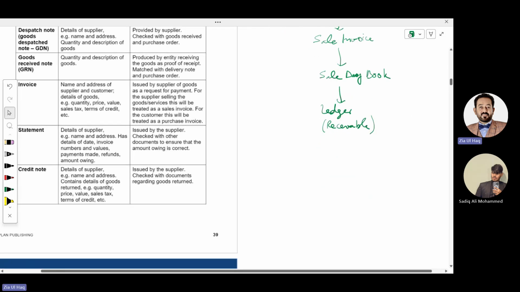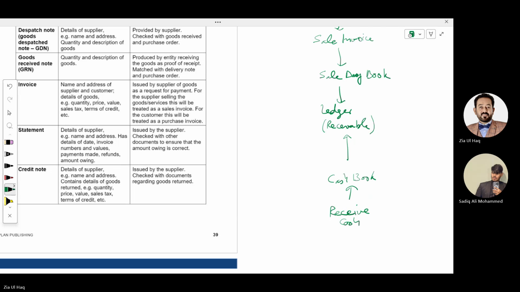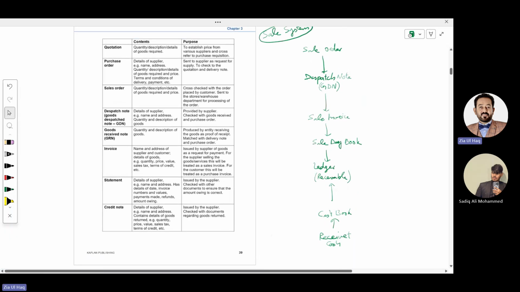When the company receives money from the customer, receives what? Cash from the customer. The company updates the cash book, meaning this much cash has been received from whom? From the receivable. So the company updates the receivable ledger as well. So this is the sales system, meaning how a company records the sales.